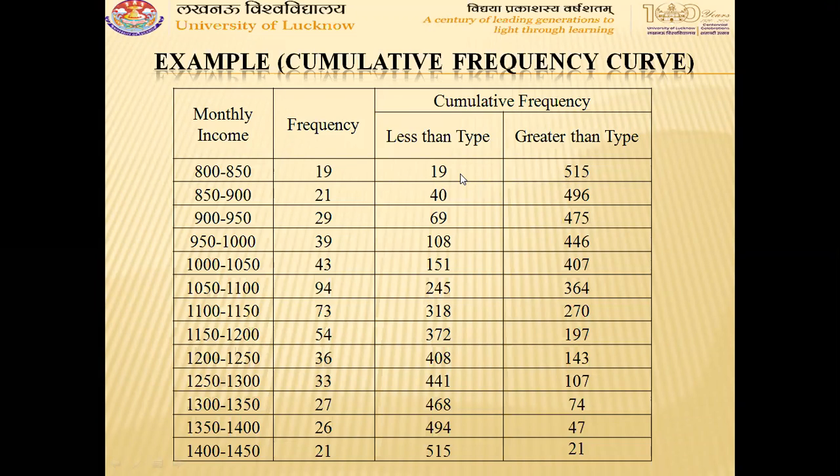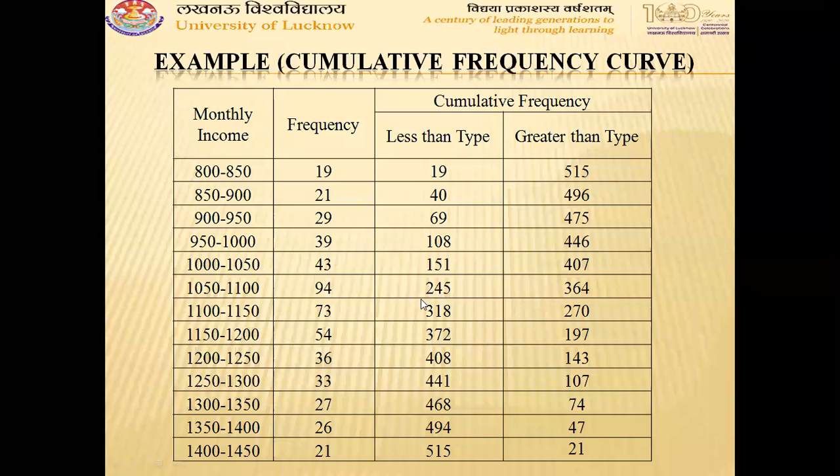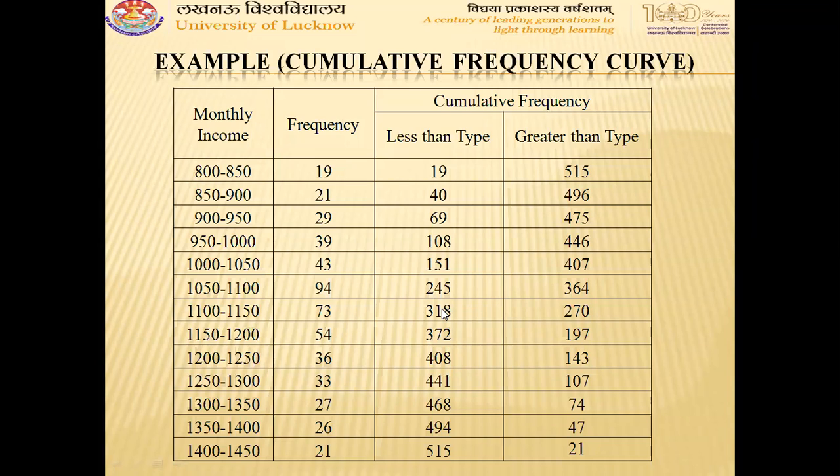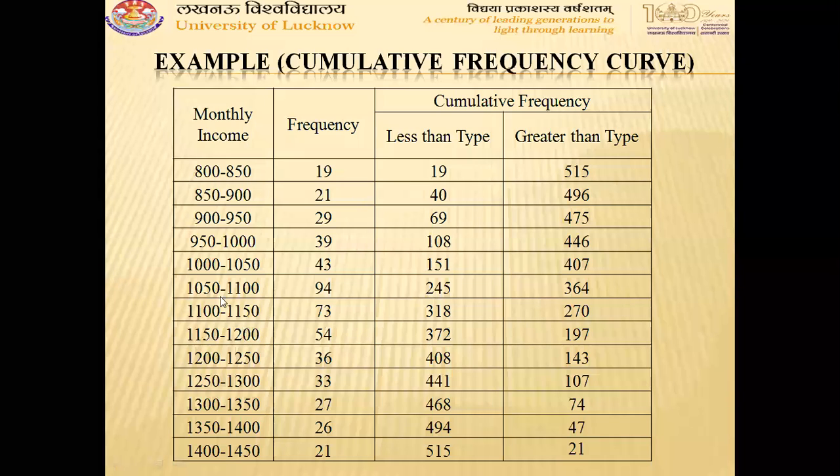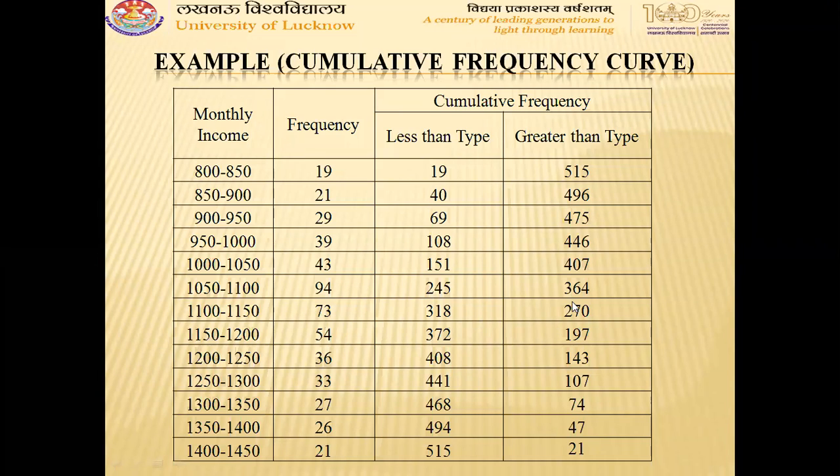Now how are these cumulative frequencies interpreted? Suppose the less than type cumulative frequency is 318. That means there are 318 individuals in the sample whose monthly income is less than 1150 rupees. Similarly, if the greater than cumulative frequency value is, suppose, 364, then there are 364 individuals whose monthly income is more than 1050. The left hand side values of a class interval are called the lower limit and the right hand side values are called the upper limit.